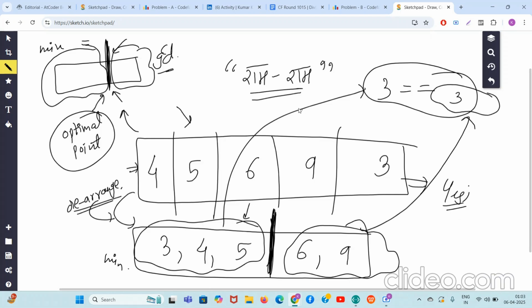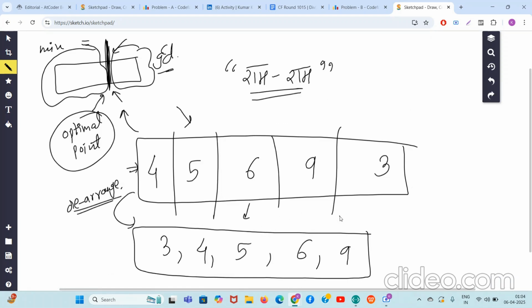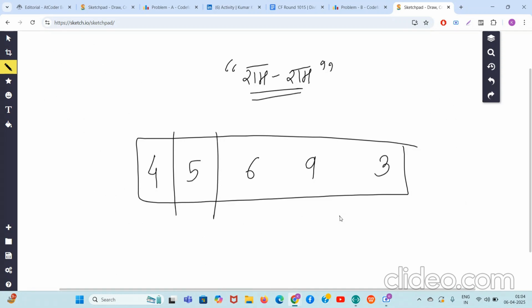The question is saying to rearrange the array in such a manner that after rearranging there is a breaking point which can divide the array in two parts, such that the minimum of the first part should be equal to the GCD of the second part. So guys, this is a very complicated problem. In this case, what should you do? I will tell you the trick.